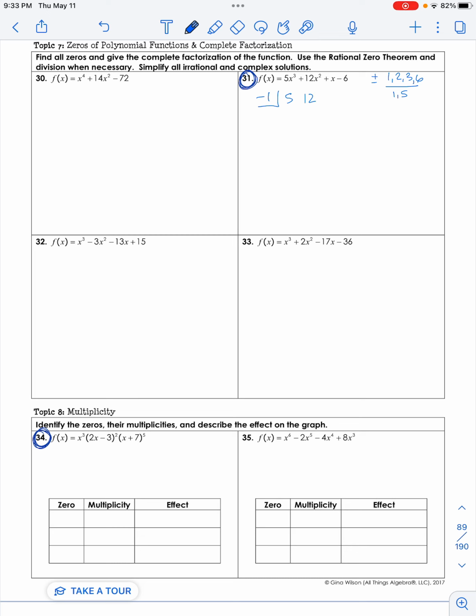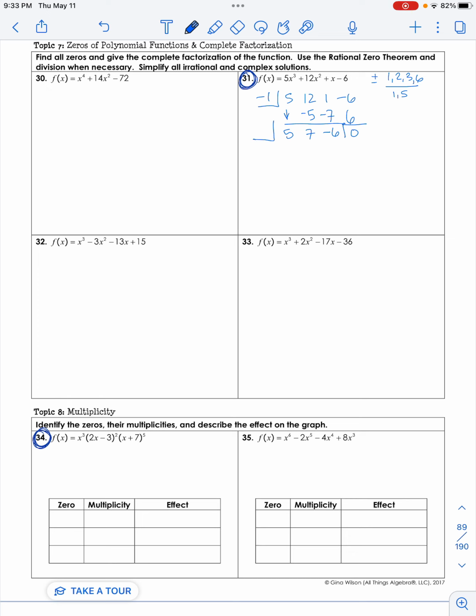5, 12, 1, -6. That's 5, that's -5, that's 7, that's -7. There we go, I just made a mistake before. That's -6, and when I multiply those I get 6. So thanks for being patient with me.